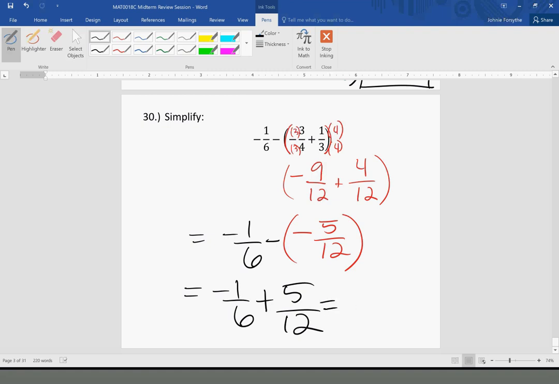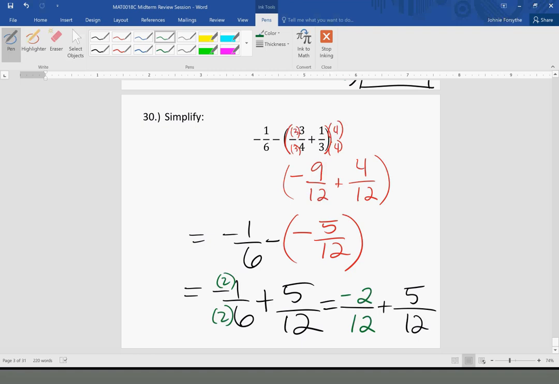And now from here, let's get equivalent fractions. The nice thing here is that I only have to change 1 because I can go from 6 to 12 by multiplying by 2. So that would be negative 2 over 12 plus 5 over 12. So now again we have, why did I put a 16? 12, sorry about that. So now we have different signs, so we're going to take the difference and keep the sign of the larger number.